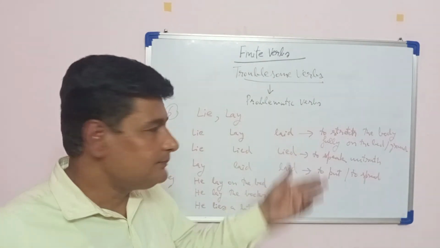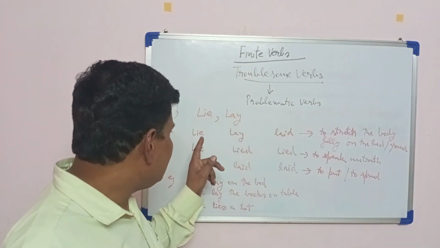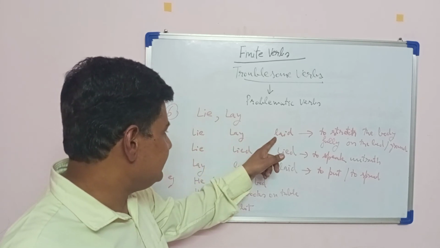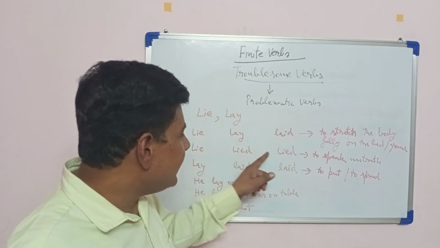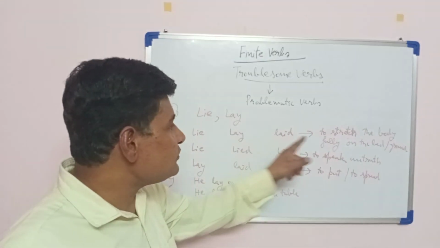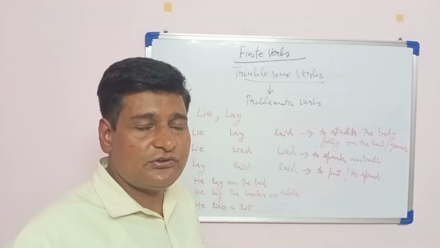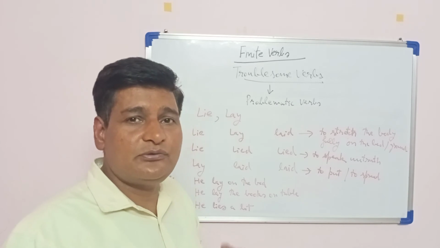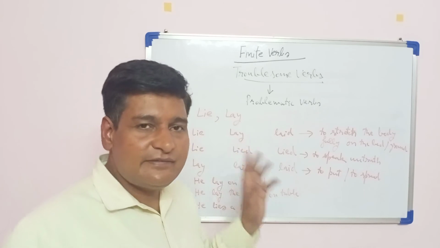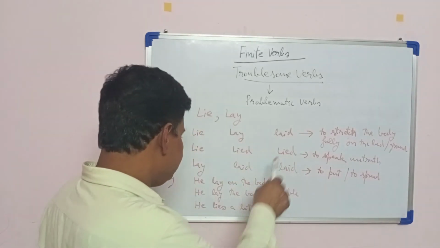Let's have a quick revision. Lie and lay. These are the three forms of each verb. You just see lie, lay, laid. And lie, lied, lied. Lie has two meanings. First meaning is to stretch the body fully on the bed or on the ground when you want to relax yourself, when you want to take rest, when you want to sleep. And another lie means to speak lies, to speak untruth. Its forms are lie, lied, lied.